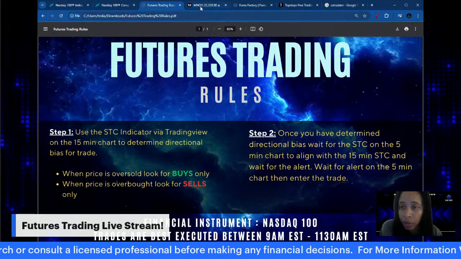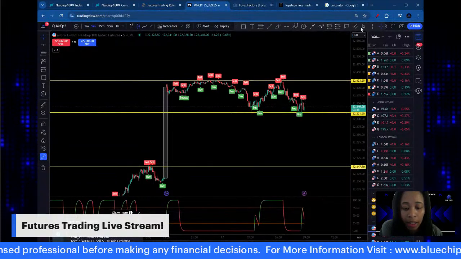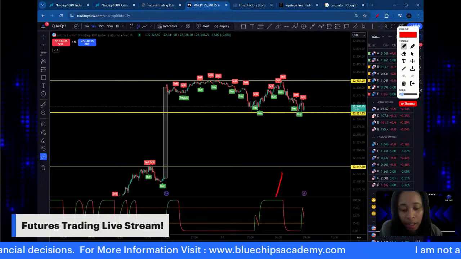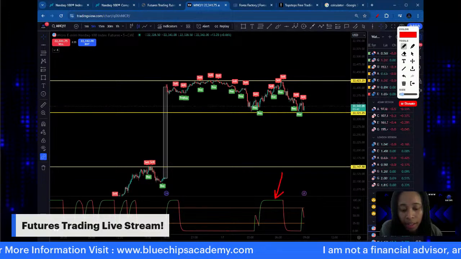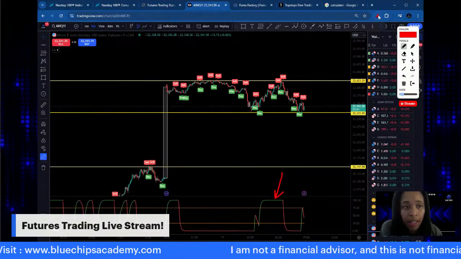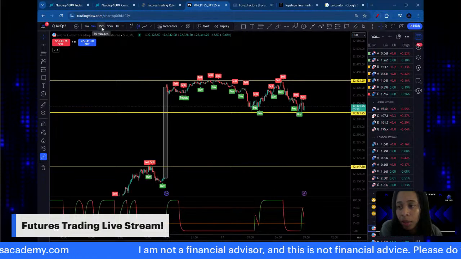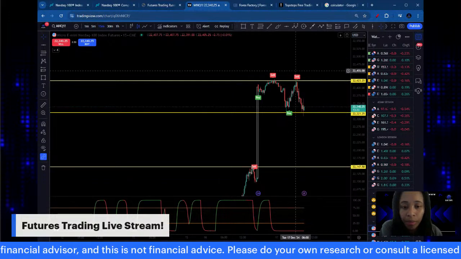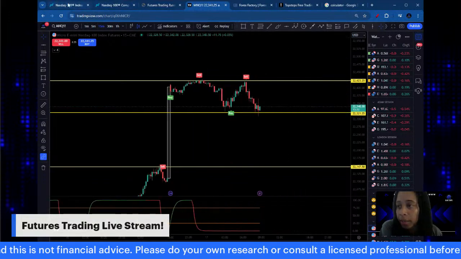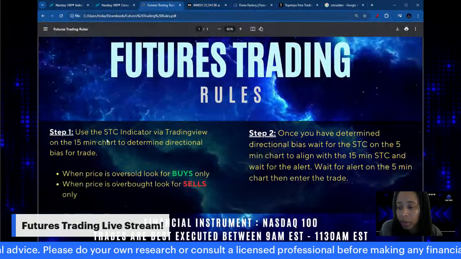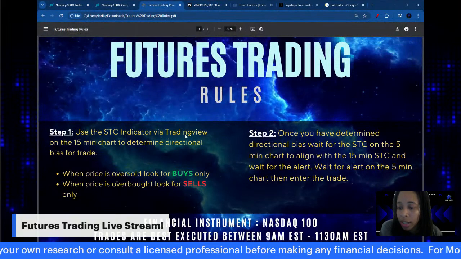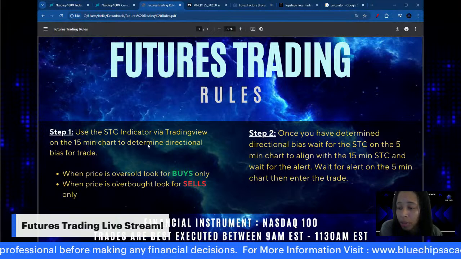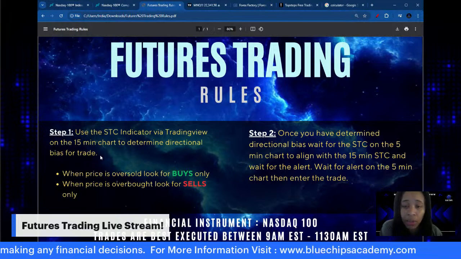For those of you who aren't familiar, the STC indicator is this indicator here. I use the STC indicator on the 15-minute chart. So I'm going up to the top to the 15-minute chart. Let me go back to the rules so you can see the full thing. I use the STC indicator via TradingView, the platform I was just on, on the 15-minute chart to determine directional bias for the day.